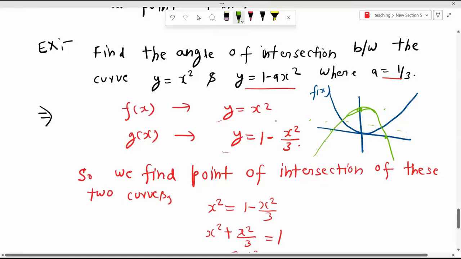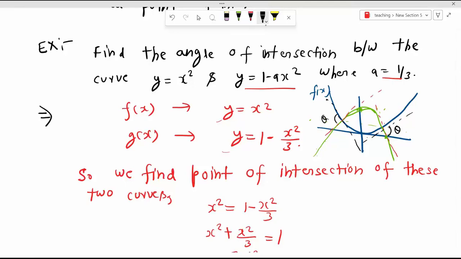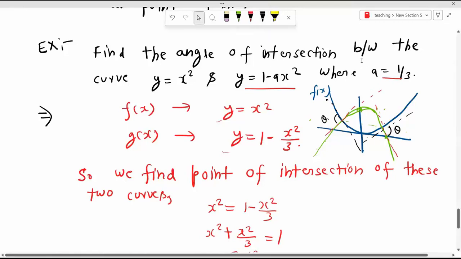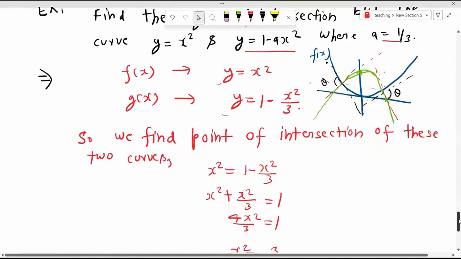If we draw the tangent at this point or this point, first we draw these things. At this point the tangent is this, and at this point the tangent is this. For f(x) the tangent looks like this, and here the tangent looks like this. So if the angle here is theta, then here also the angle is theta. So we need not calculate at both points. If we simply calculate at any one point, plus root 3 by 2 or minus root 3 by 2, then this gives the angle between these two curves.